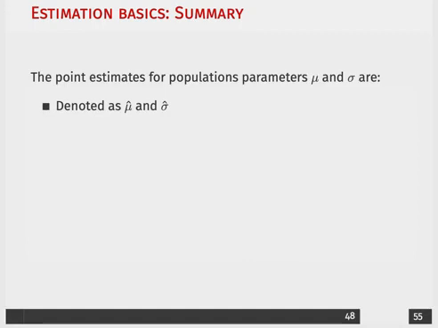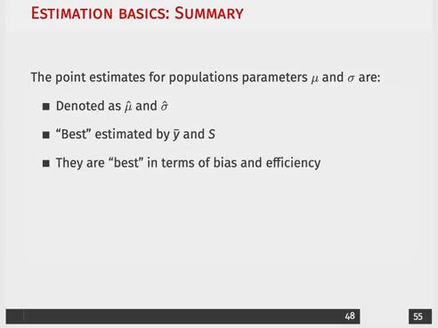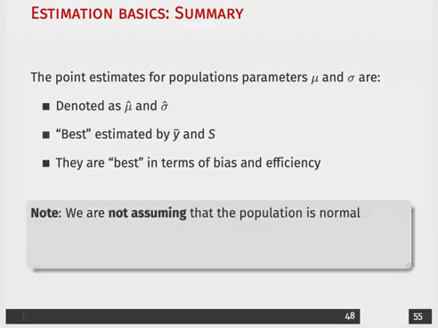So just as a basic summary, the population parameters that we're going to estimate are mu and sigma. Our predictions for those, right, the point estimates, are going to be hats. So sigma hat, mu hat. The best estimates that we have of those are our sample mean and our sample standard deviation. Now, I'm not doing too much in justifying this, but trust me for right now that they are the best in terms of bias and efficiency.